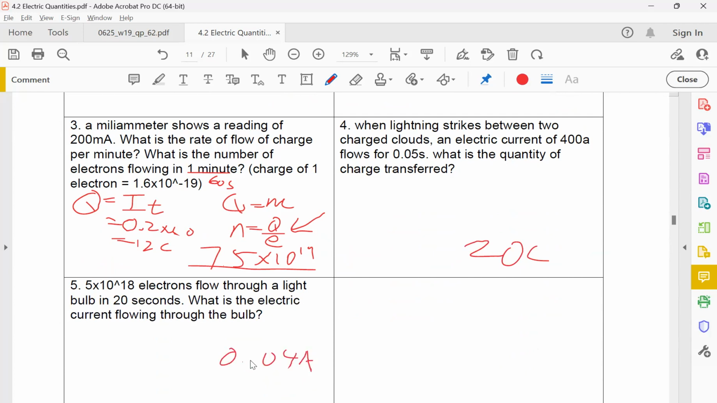10 to the power of 19 or minus 19? 19, because minus 19 wouldn't make sense.